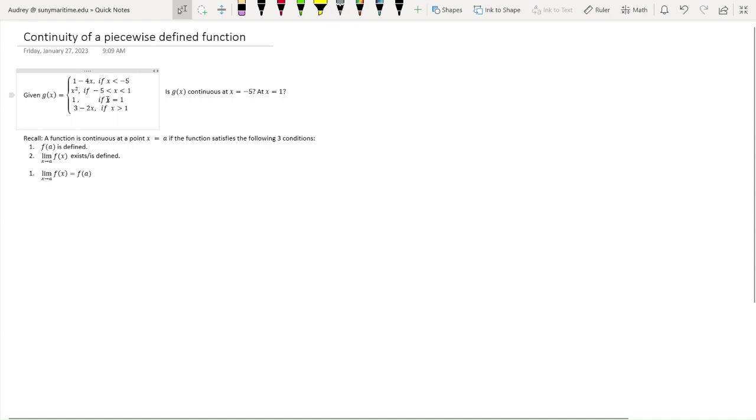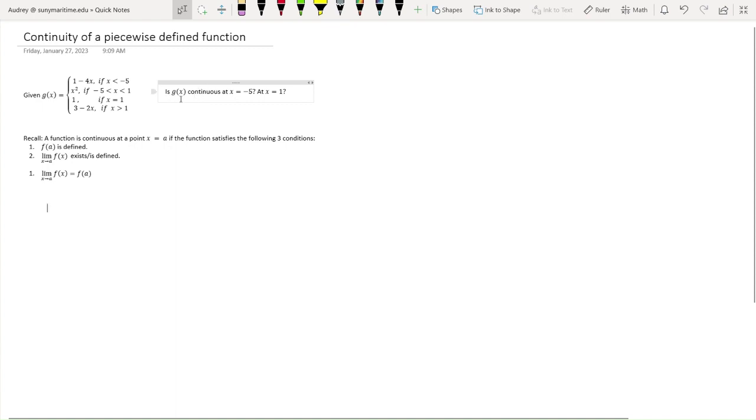And then this is the singleton point here. If x equals 1, then y equals 1. And finally, the fourth part is going to be a linear part, 3 minus 2x, for any x greater than 1.